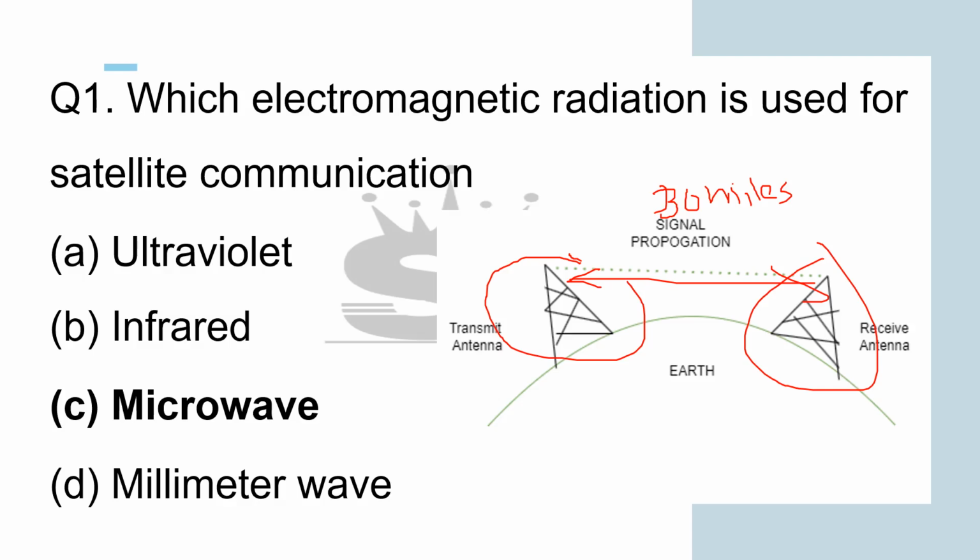The line of sight means the distance between the two microwave relay stations. You can say antennas, in simple language. Okay.